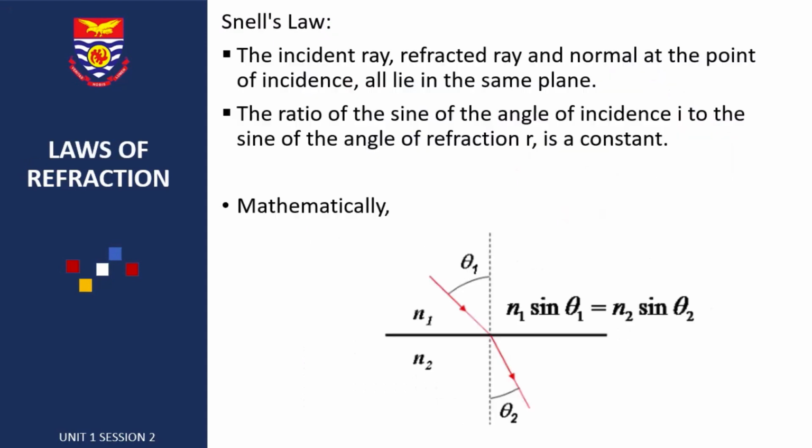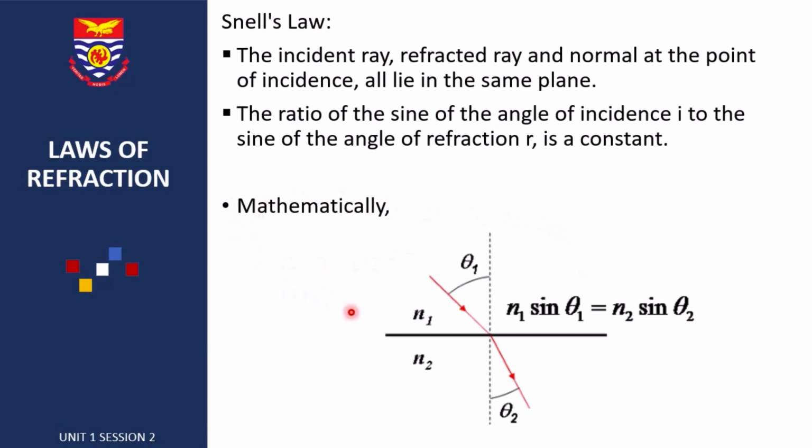And for the laws that we have in refraction, that's Snell's law, we can state that the incident ray, the refracted ray, and the normal at the point of incidence all lie on the same plane. And also, the ratio of the sine of the angle of incidence, that's I, to the sine of the angle of refraction, that's R, is a constant.